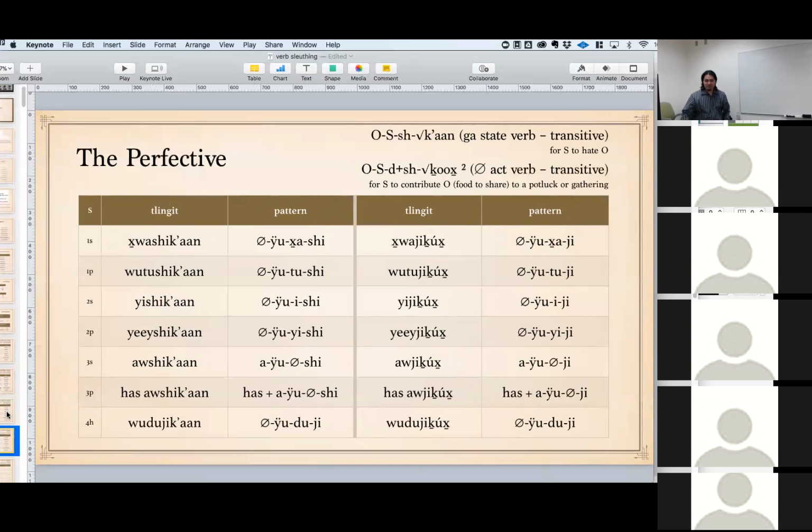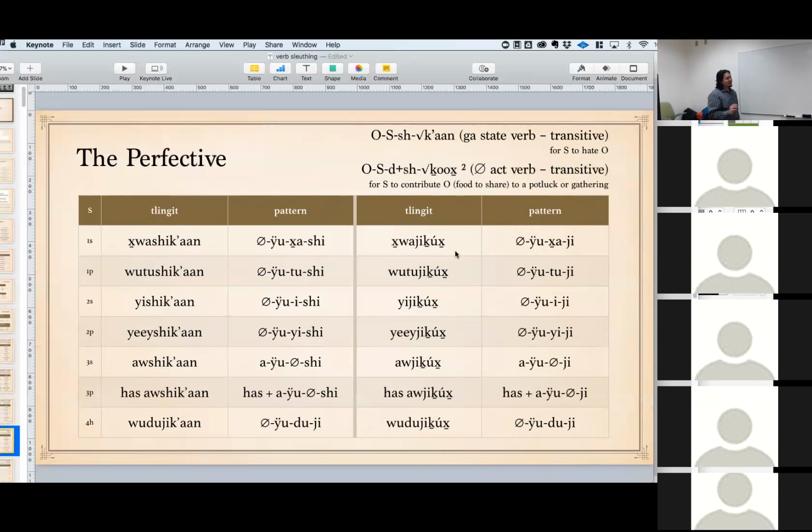So the first one is, I hate it. I hated it, yeah. I hated it. Which doesn't mean you don't hate it anymore, but you're certainly talking about something that had already happened. Okay. Right? And then, so for the puking one, or wait, to contribute food to a potluck or gathering. It's a very rare verb.